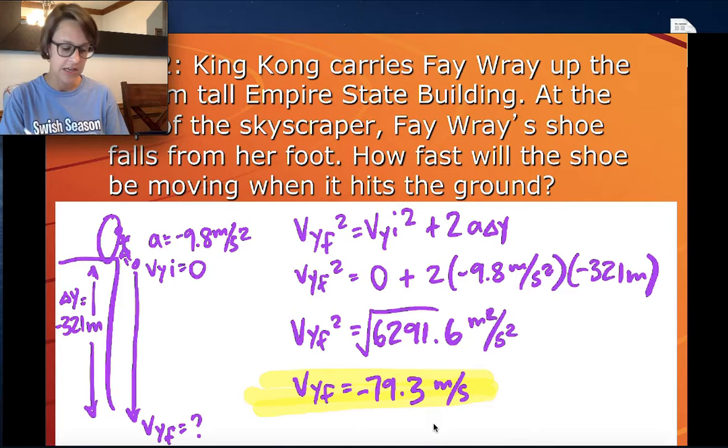One quick note, if you forget to put the negative here, it's not a huge deal, but you'll have negative 6,291. Your calculator will give you an error message if you try to take the square root of a negative number. So just take the negative off, do the square root, and then put it back on your answer. Okay?